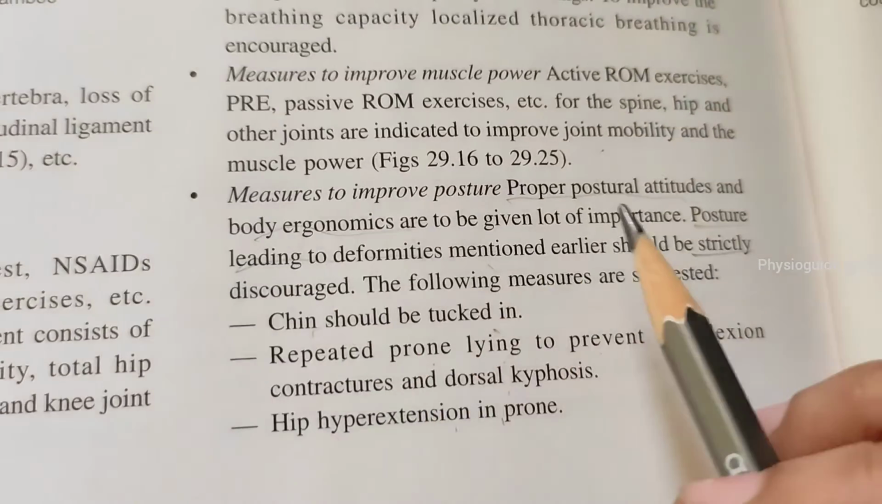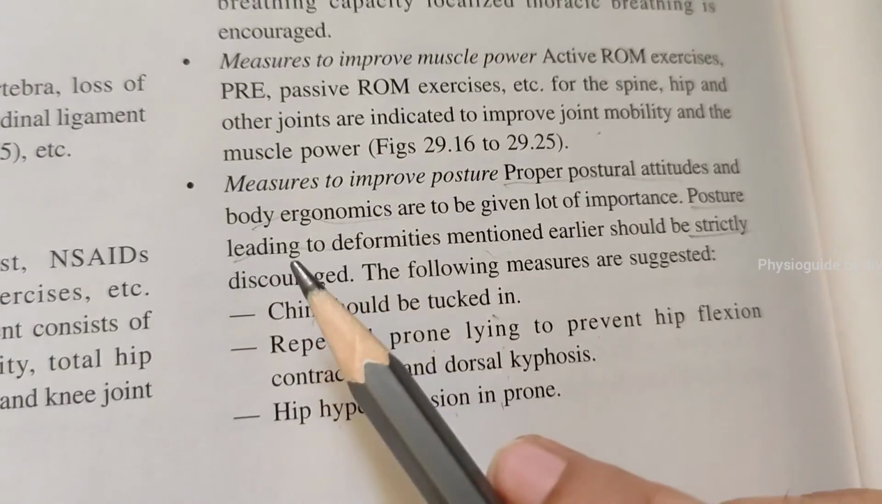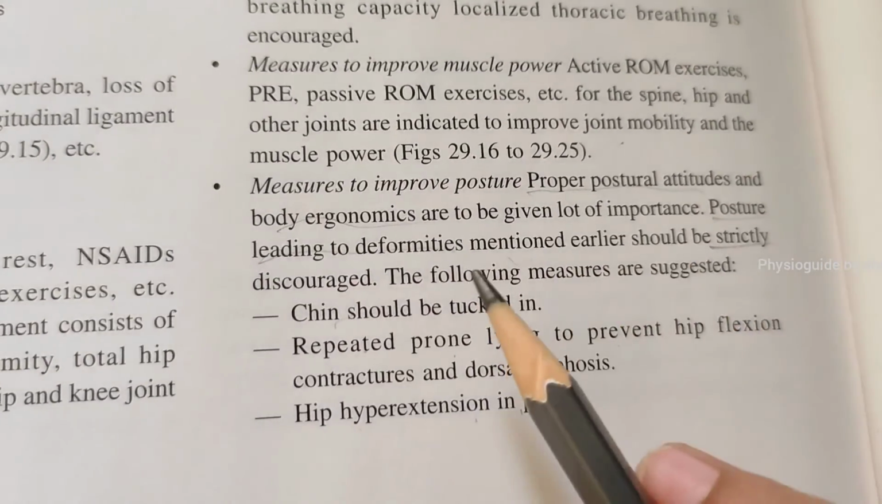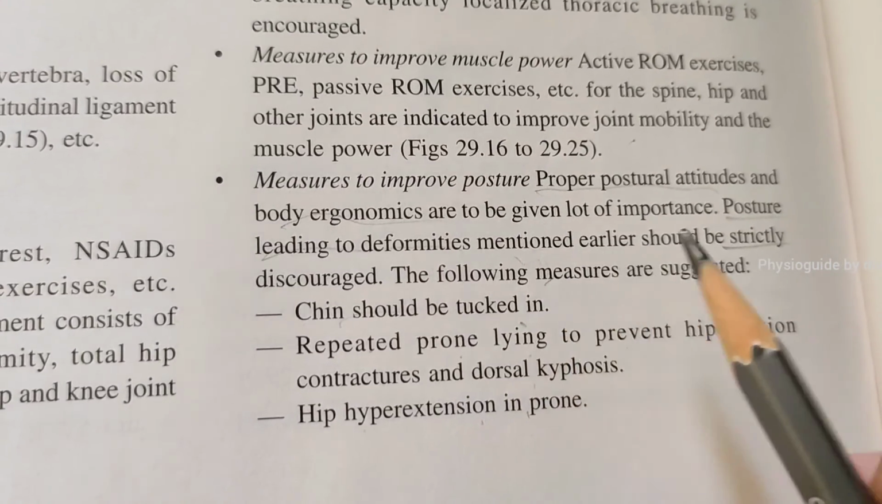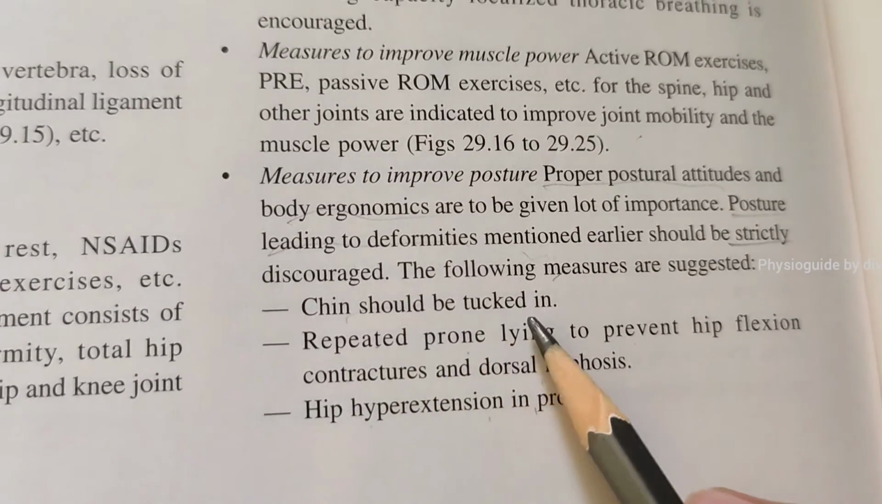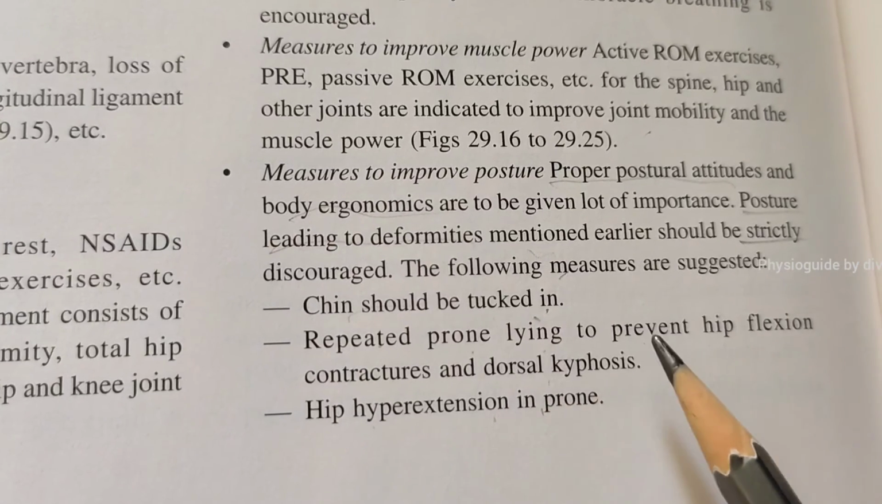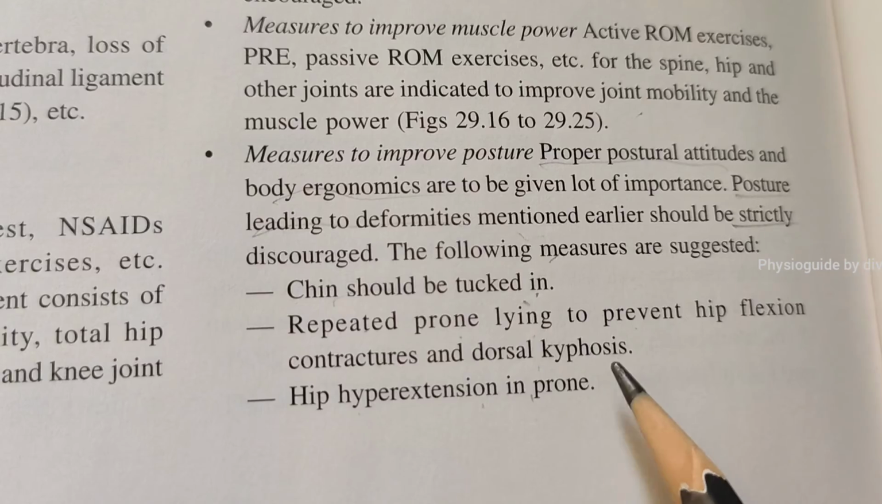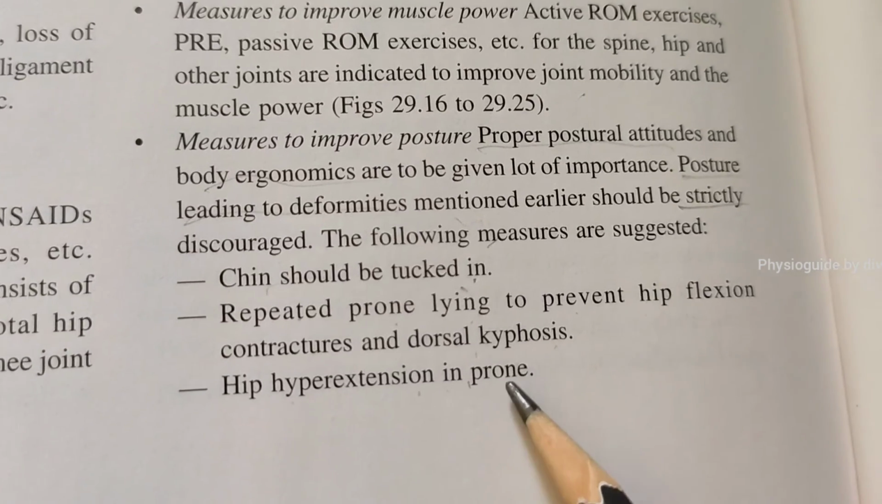Next, to improve posture, good posture and body ergonomics are to be maintained. Postures leading to the deformities mentioned earlier should be strictly discouraged. The chin should be tucked in. Repeated prone lying is advised to prevent hip flexion contractures and dorsal kyphosis. Hip extension in prone lying.